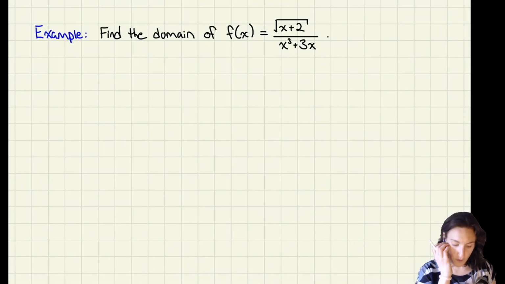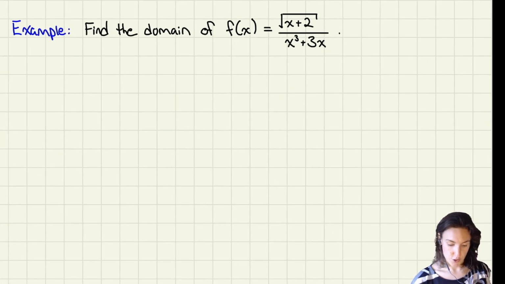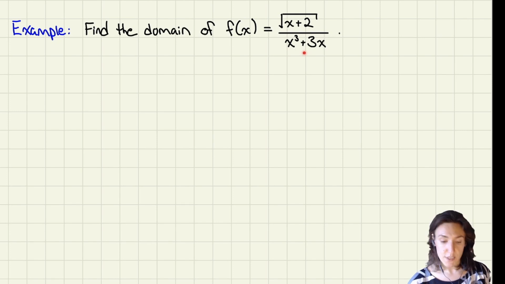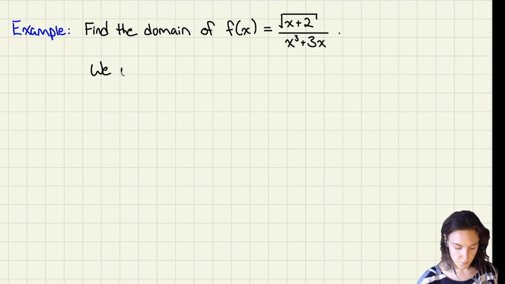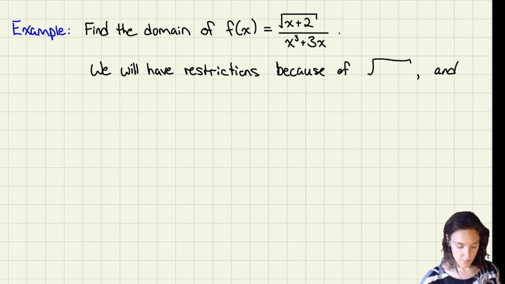So find the domain of the following function. This is an example of a function where we are going to have restrictions. How do I know that? Well, first of all, what type of function is this? This is a rational function. We have a denominator, and we can't have the denominator being equal to 0 because otherwise our function is not defined. We will have restrictions because of the square root and because of the denominator.